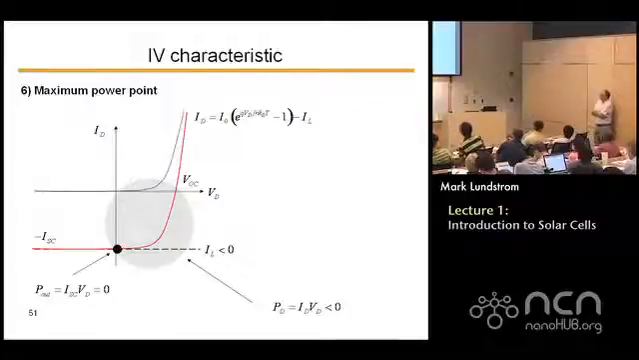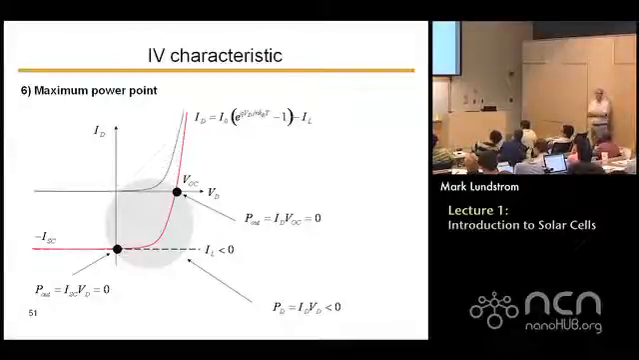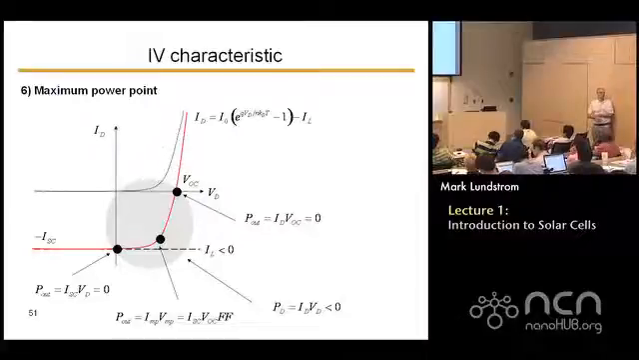Now, if you look down at V equals 0, the power is 0. We have a lot of current but no voltage, so the power is 0. If I look at the open circuit voltage, where no current flows, I have a lot of voltage but no current, so there's no power there. Somewhere in between, I get maximum power. That's where you want to operate the device. And that's called the max power point.